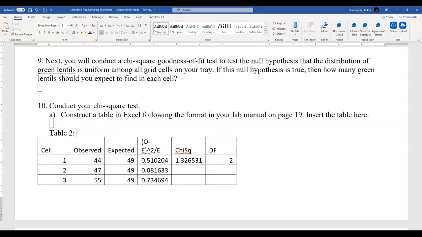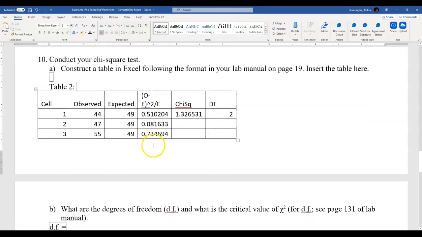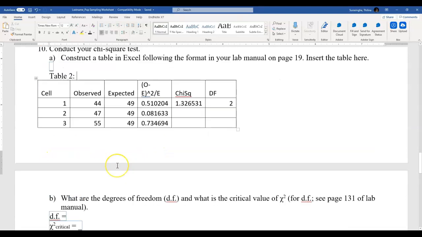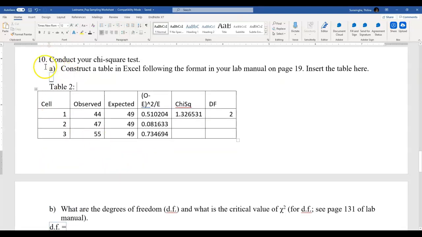I think this is my second table, so I'm going to give it a meaningful caption. I can type over here, chi-square test statistics for testing the null hypothesis, and so on, like that. Make a meaningful caption, and that's it for 10A.